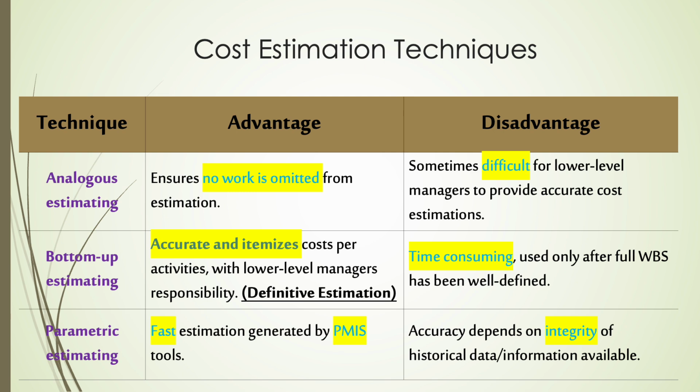Bottom-up estimating is very accurate and itemized because it breaks work down into smaller pieces, though it can be very time-consuming. On the other hand, parametric estimating uses mathematical models and historical data, making it fast and efficient, especially with the help of tools like the project management information systems. However, the results depend heavily on the integrity and accuracy of the input data. Choosing the right technique depends on balancing speed, accuracy, and available information.